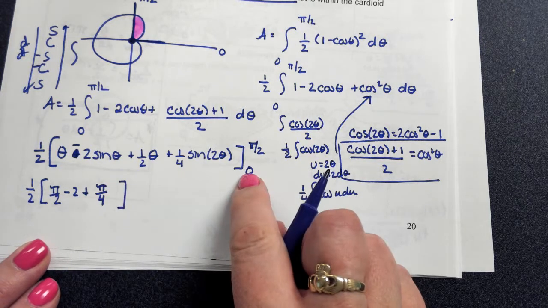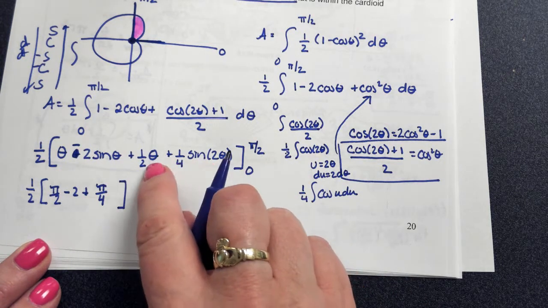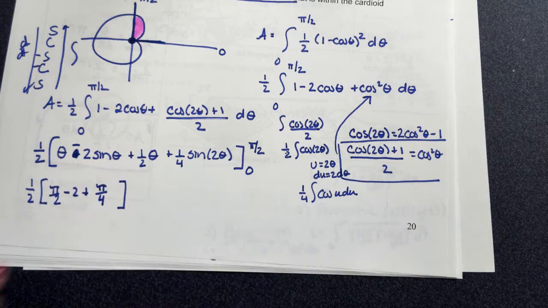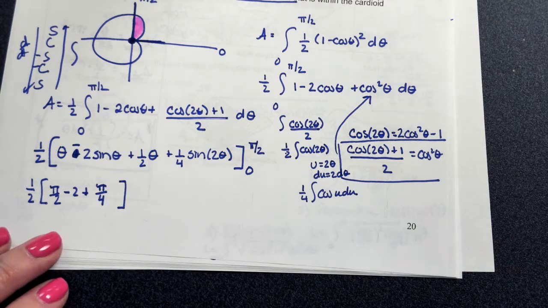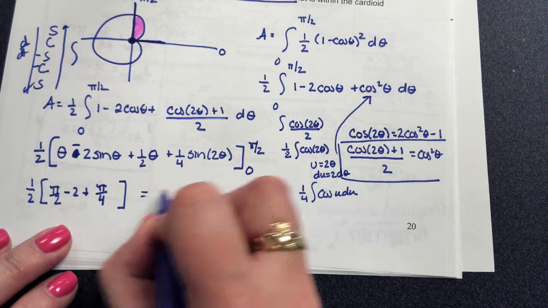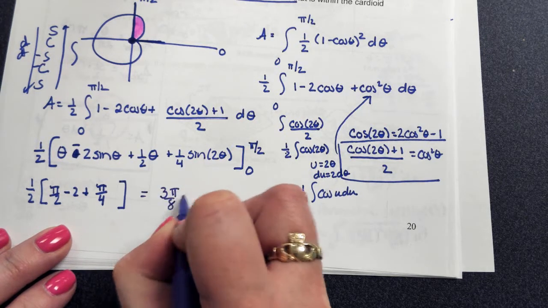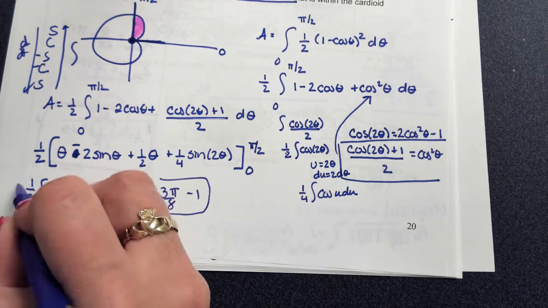And do I have to consider the 0? That goes to 0. That goes to 0. Can I leave this alone at this point? Yes, you can. If you were to actually simplify it, you would end up with 3 pi over 8 times 1. But like I said, you can leave that alone.